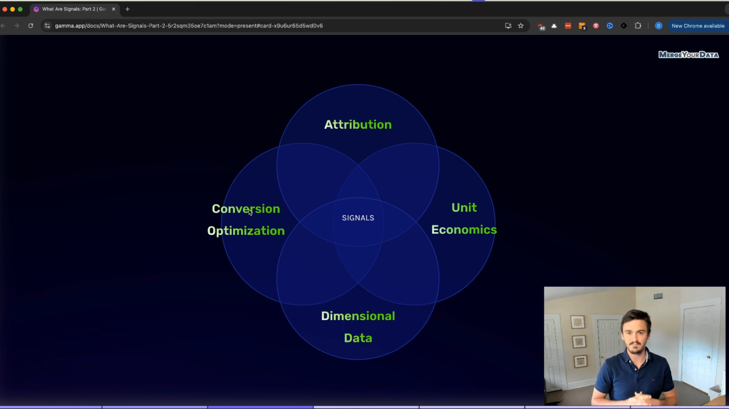And so all 4 of these things are constantly interacting when we're talking about signals. That's what makes up signals. You can look at attribution alone. You can get tools for it.